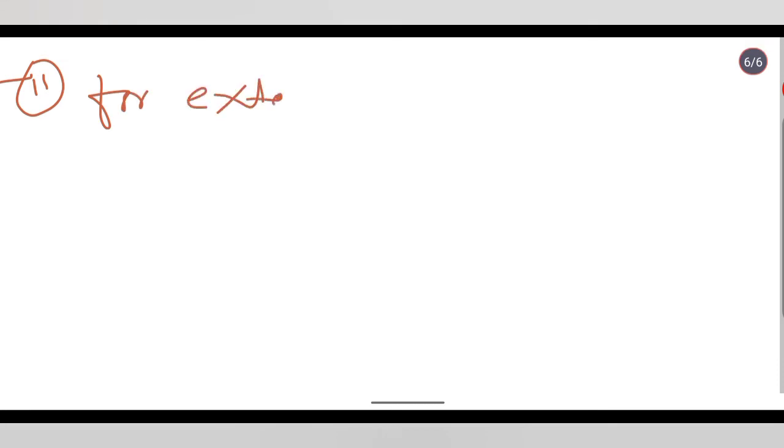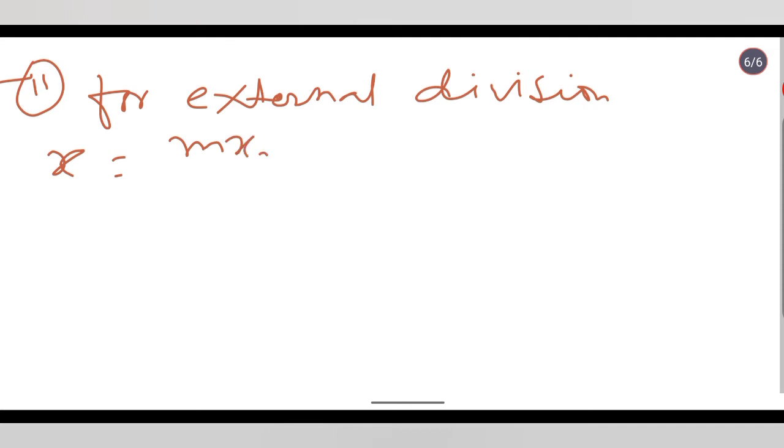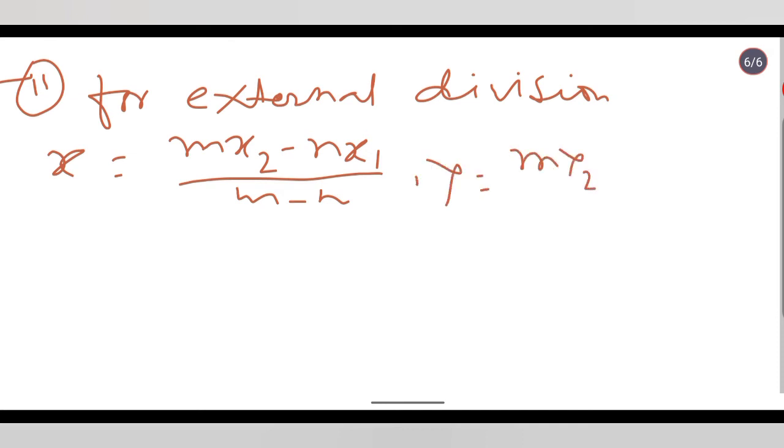For external division, simply x is equal to (mx2 minus nx1) by (m minus n), and y is equal to (my2 minus ny1) by (m minus n). We simply change the sign. For internal division, x equals (mx2 plus nx1) by (m plus n). In case of external division, x equals (mx2 minus nx1) by (m minus n). Simply.